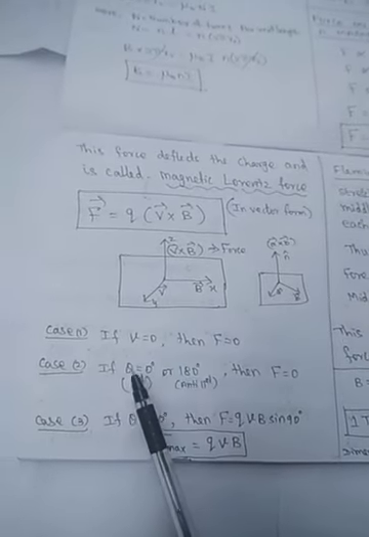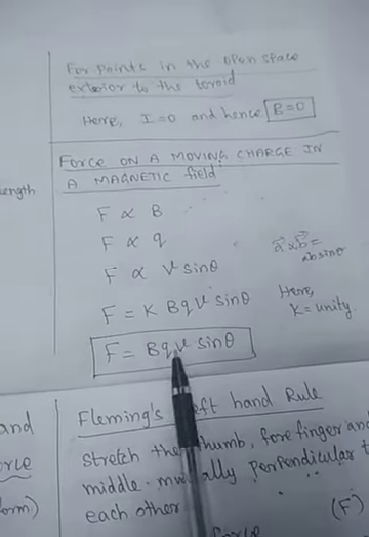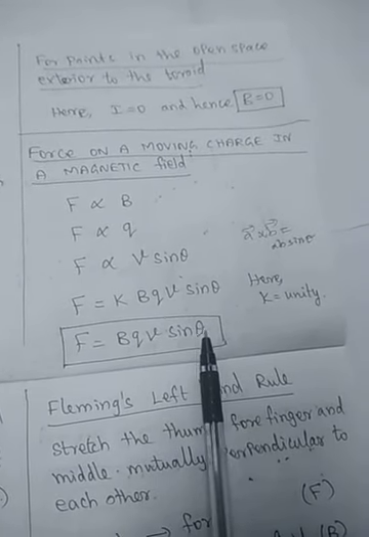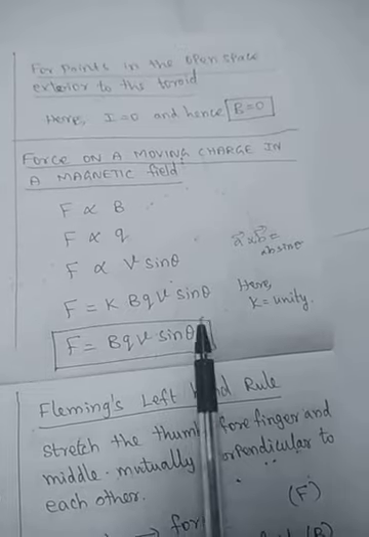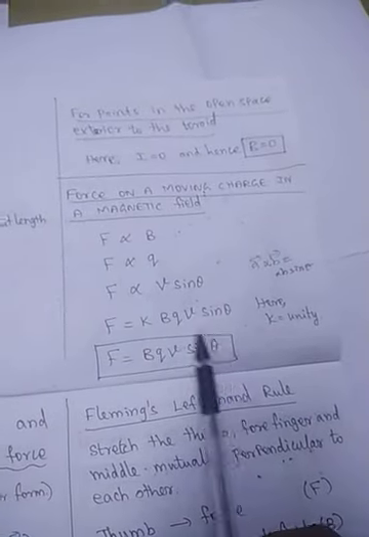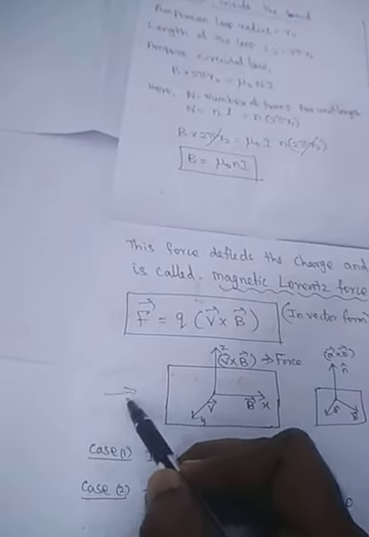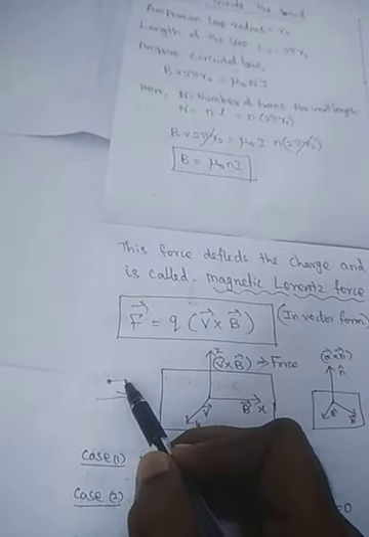If you take theta equal to 0 degree or 180 degree, that means BQV sin 0 degree. Sin 0 degree means sin 0 is 0. So we get BQV times 0, and the force is 0. Very simple, students.